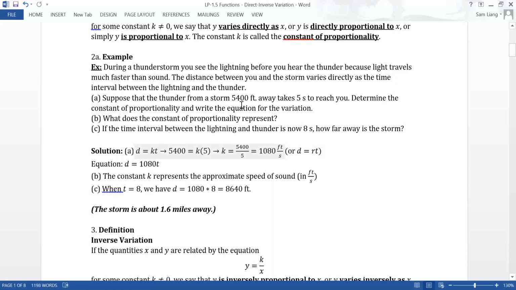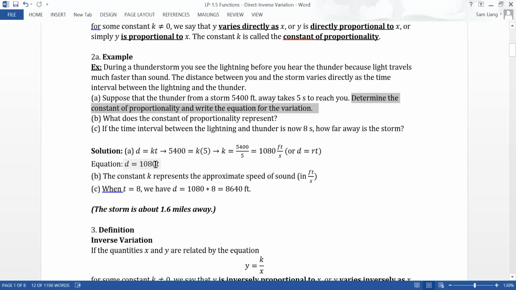Okay, but yeah, so 5,400 feet is the distance, and then that equals k times 5, right? 5 seconds for t. And then you're going to divide both sides by 5. You're going to get k equals 5,400 divided by 5. If you do the math, you're going to get 1080 feet per second, and that will be the speed. So in other words, k equals 1080, right? So we can write the equation as d equals 1080t. So that's part A: determine the constant of proportionality and write the equation for the variation. The constant is 1080, and the equation is d equals 1080t.